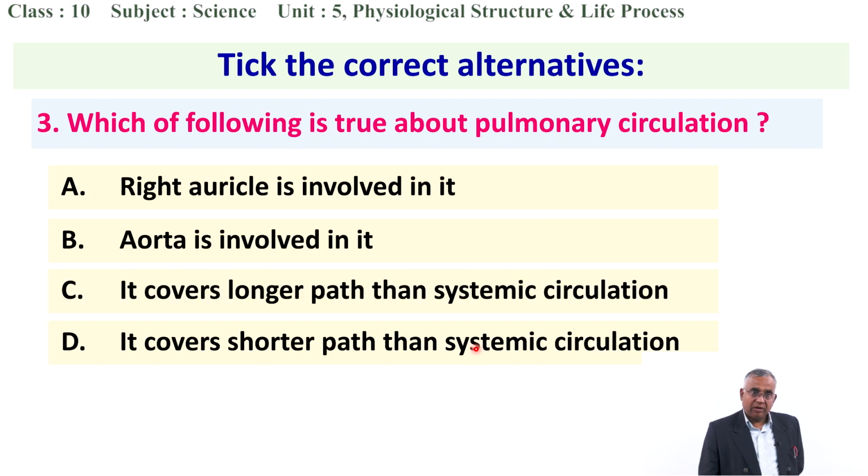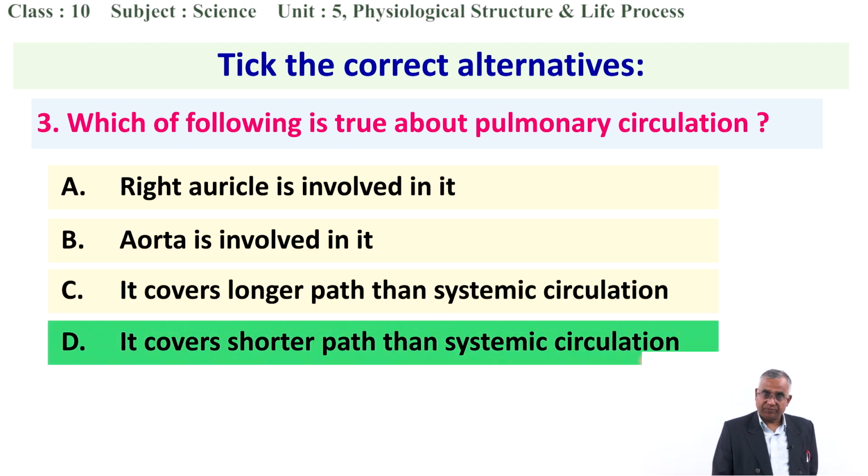Now next, which of the following is true about pulmonary circulation? Right auricle is involved in it, aorta is involved in it, it covers a longer path than systemic circulation, it covers a shorter path than systemic circulation. What is the correct answer? Yes, that is D.